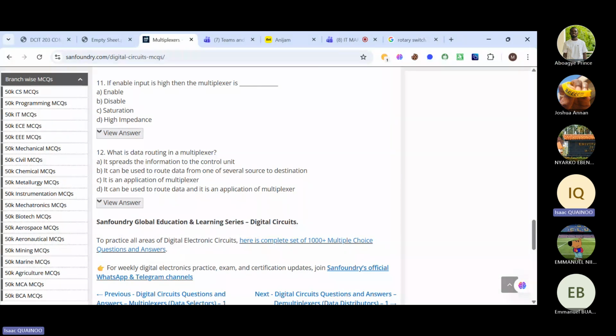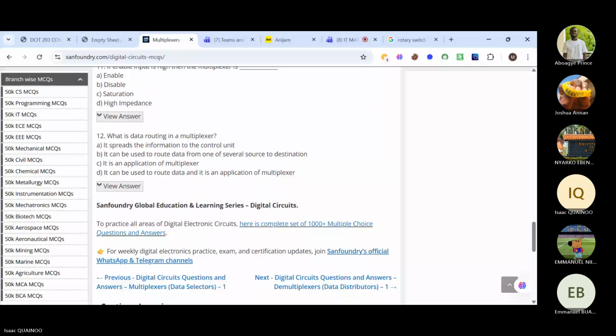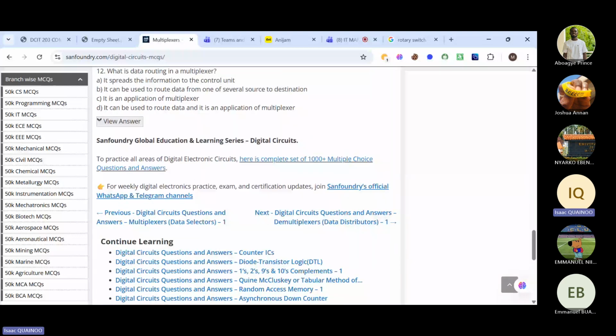So we said that if the enable input of a multiplexer is showing as 1, it means the multiplexer is enabled. So question 12, what is data routing in a multiplexer?